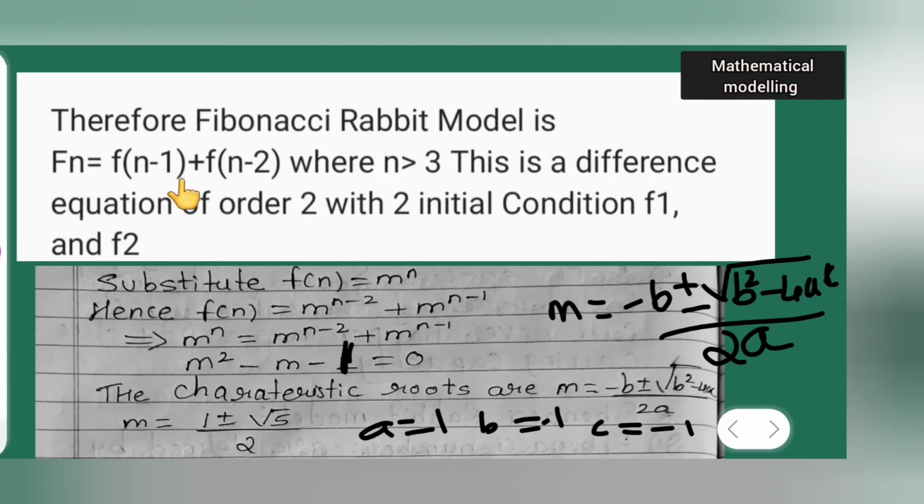Fn is equal to F of n minus 1 plus F of n minus 2, where n is greater than 3. Now what is this? This is a difference equation of order 2 with two initial conditions f1 and f2. What I am going to do is substitute f of n is equal to m raised to power of n. Hence m raised to power of n is equal to m raised to power of n minus 2 plus m raised to power of n minus 1.